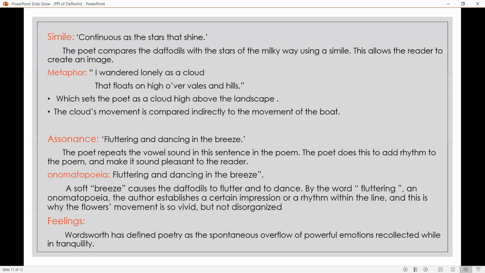Simile. I know all of you are familiar with simile. Now let us see what the simile in the poem is. Continuous as the stars that shine. The poet compares the daffodils with the stars of the Milky Way using a simile. This allows the reader to create an image.